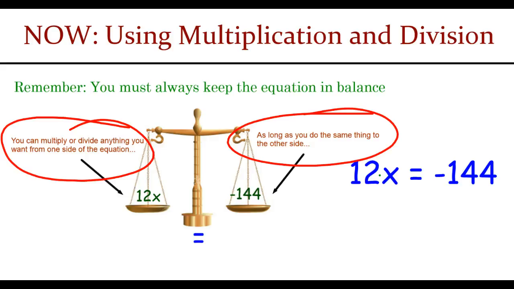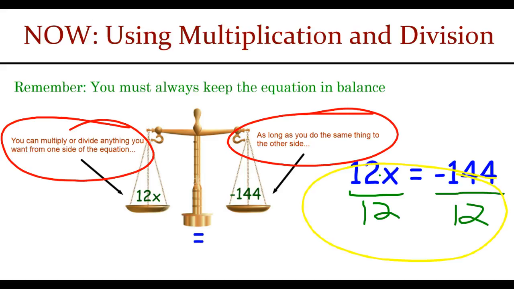Here, just like using addition and subtraction, we're going to need to use the inverse operation. If we have 12 x's that all come together to make negative 144, we divide that set of 12 by 12, and we're going to use the fraction bar and not the division sign to do this. We're going to divide by 12, and then 12 divided by 12 is 1, so we have 1x. Negative 144 divided by 12 is negative 12.